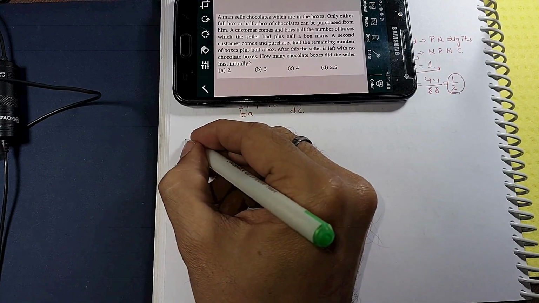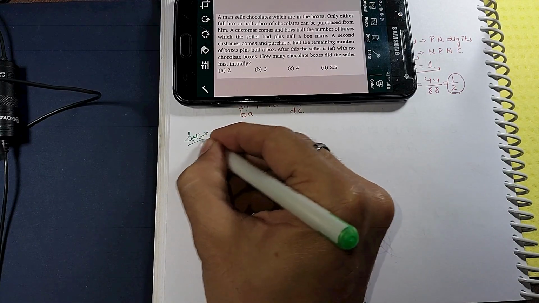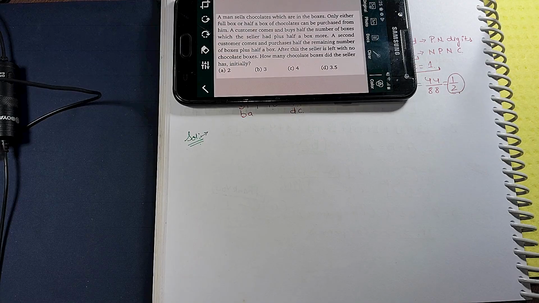A man sells chocolates which are in boxes. Only either a full box or half a box of chocolates can be purchased from him. A customer comes and buys half the number of boxes which the seller had plus half a box more. A second customer comes and purchases half the remaining number of boxes plus half a box. After this, the seller is left with no chocolate boxes. How many chocolate boxes did the seller have initially?